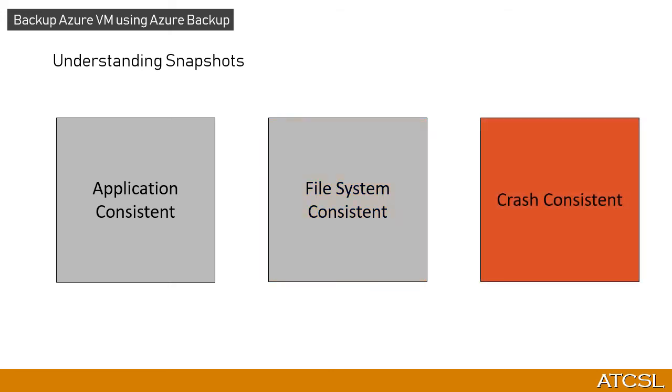The third one is crash consistent. This level of consistency typically occurs if the virtual machine is shut down at the time of the backup. No input-output operations or memory contents are captured during this type of backup. This method does not guarantee data consistency for the OS or app.